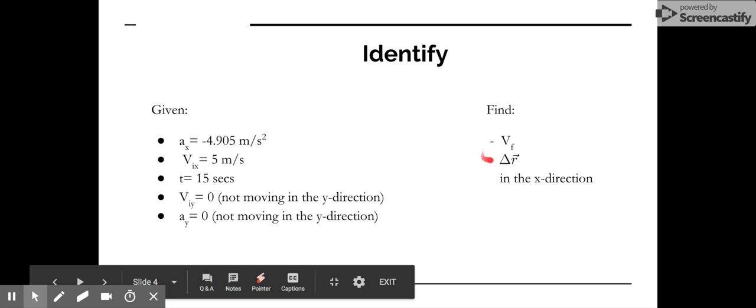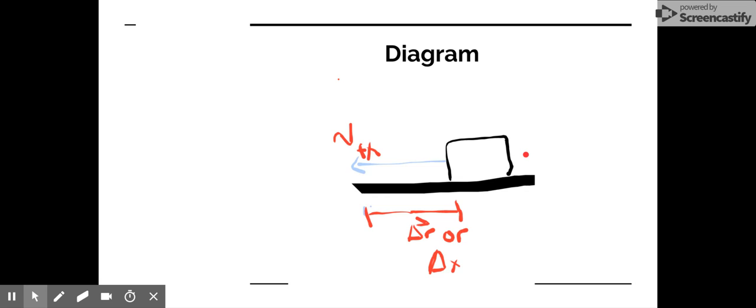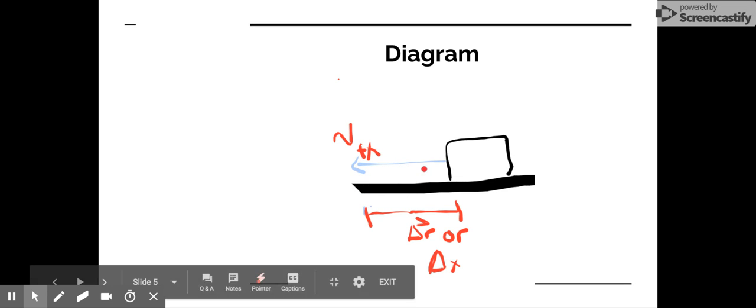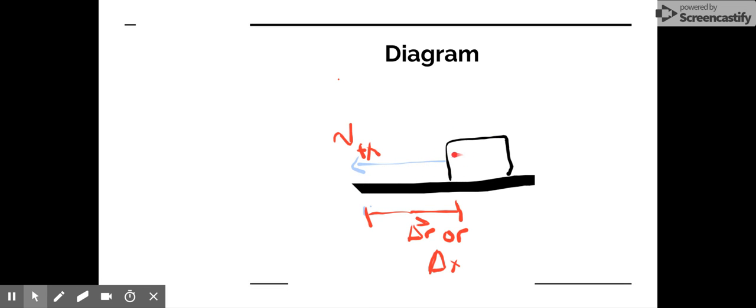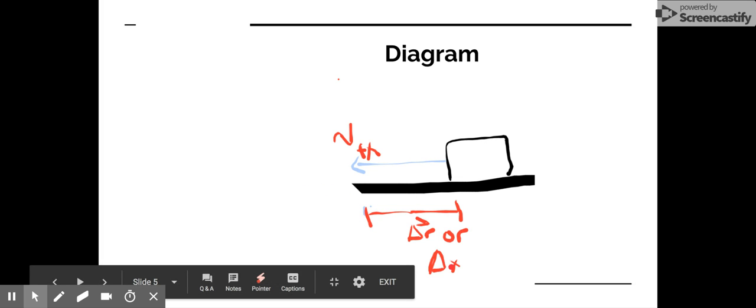And then find is our velocity final and displacement in the x direction. And we could have wrote delta x, but I just wrote delta r just because. And this is the diagram. So here we have the object, we have it moving towards the left, and this is displacement or the delta x, and velocity final is about right here when it ceases to move.